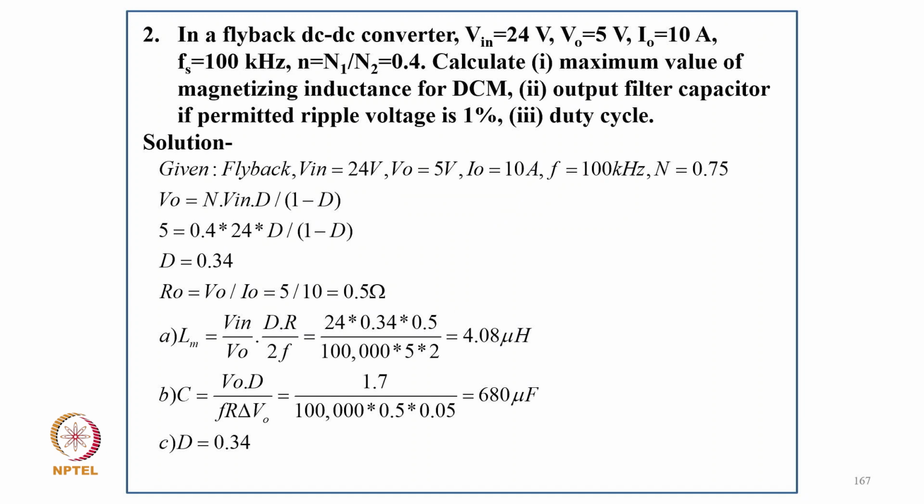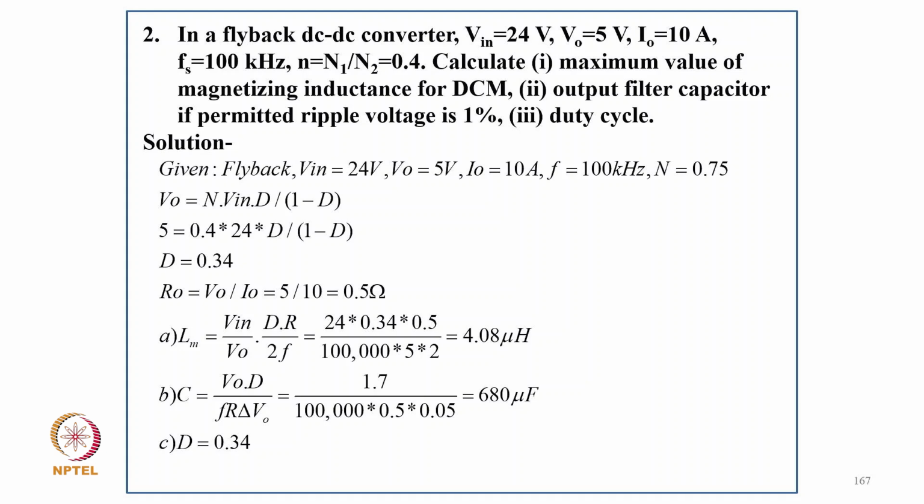Coming to problem 2, in a flyback DC-DC converter, V in is 24 volt, VO is 5 volt, F is 100 kilohertz and N equal to N1 upon N2, 4. Calculate the maximum value of magnetizing inductance for DCM, the output filter capacitor if permitted ripple is 1%, and duty cycle.